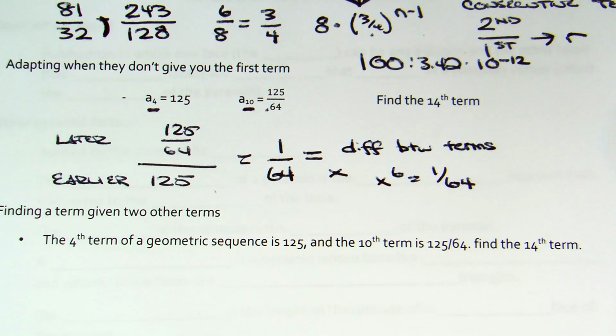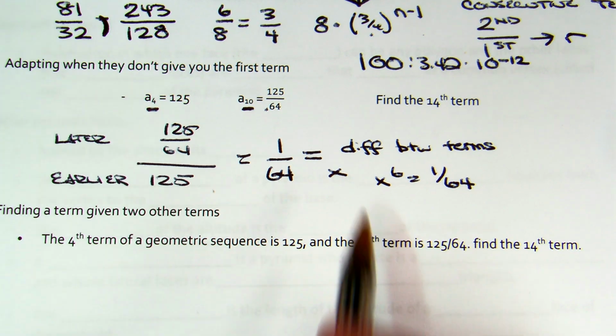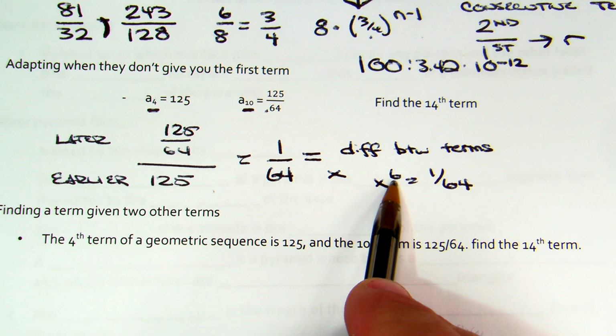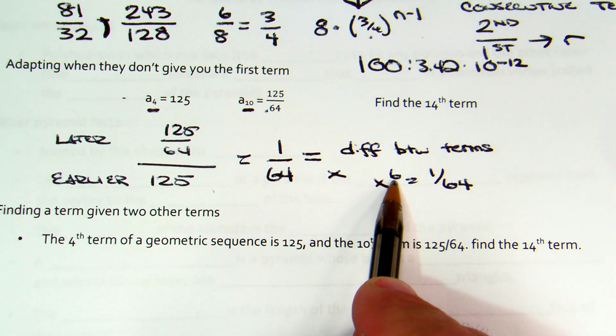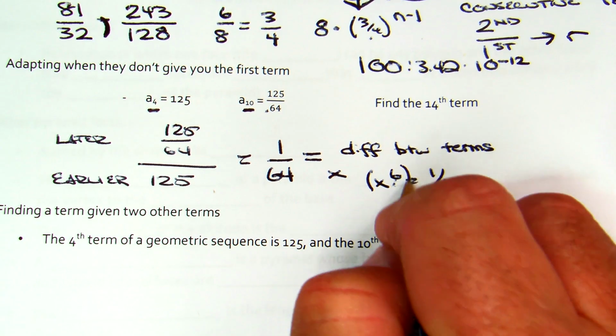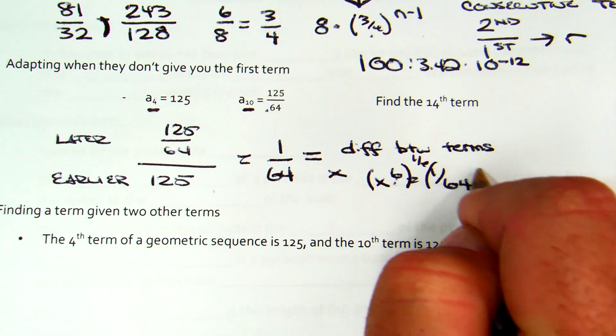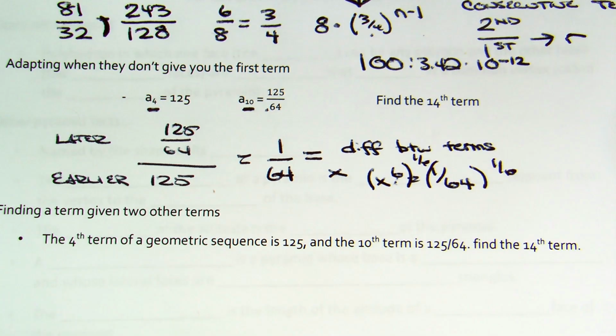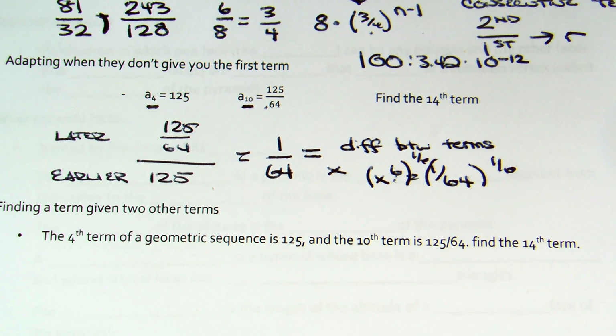Now, in case you don't remember this, Victor, when we're solving an equation with an exponent, we're going to do roots. The inverse of 6, or the reciprocal of 6, is 1 over 6. So we're going to raise that number to 1 over whatever the exponent is.